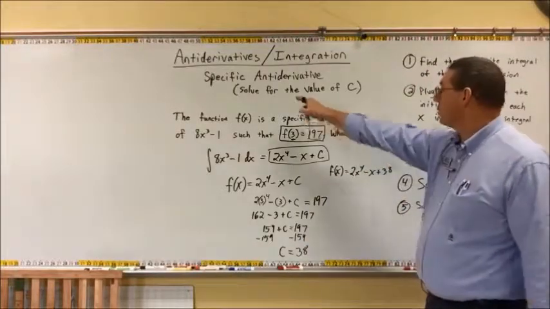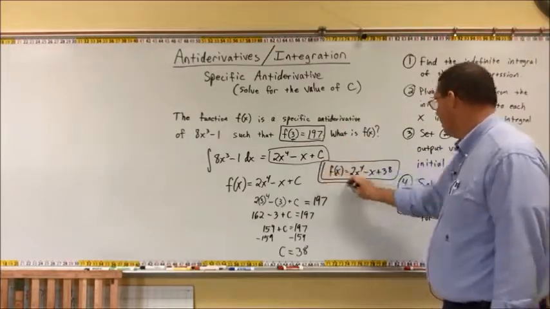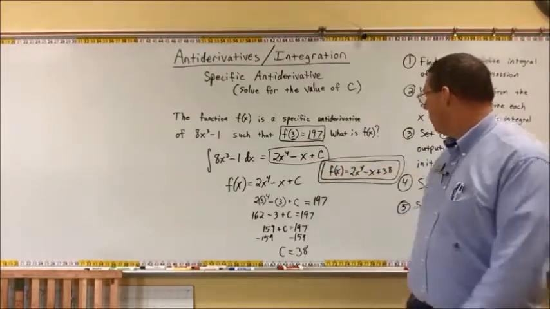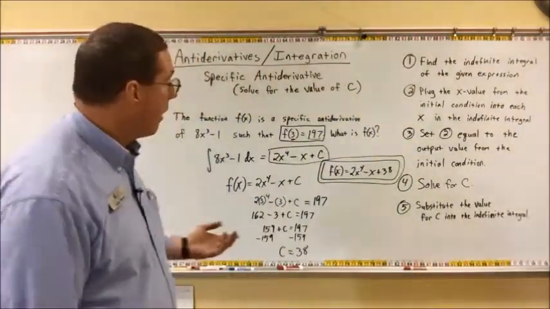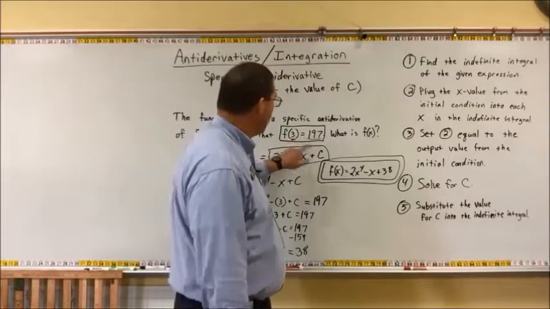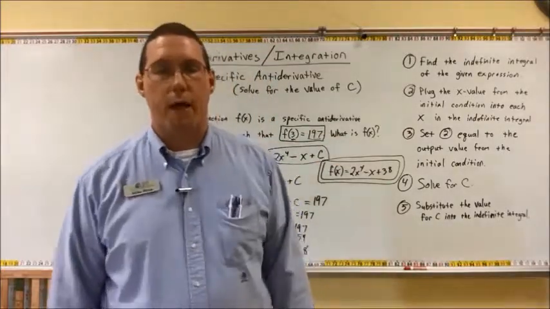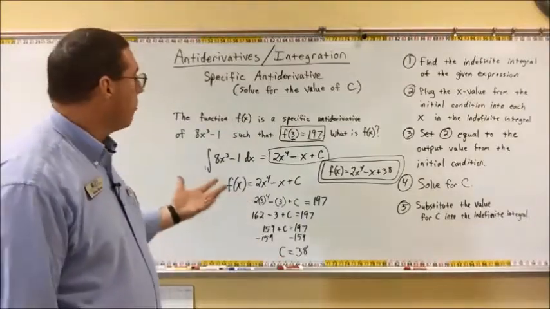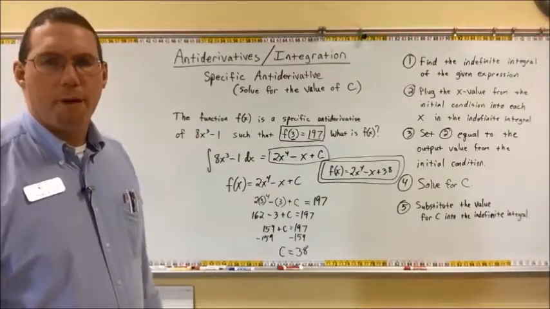And now look, the question says, what is f of x? There's our answer right there. There's f of x: 2x to the fourth minus x plus 38. And you can check to make sure that's the right answer by plugging a 3 in for x and making sure that your answer is 197, okay? This is the procedure by which you find the specific antiderivative. Let's do a couple more examples.